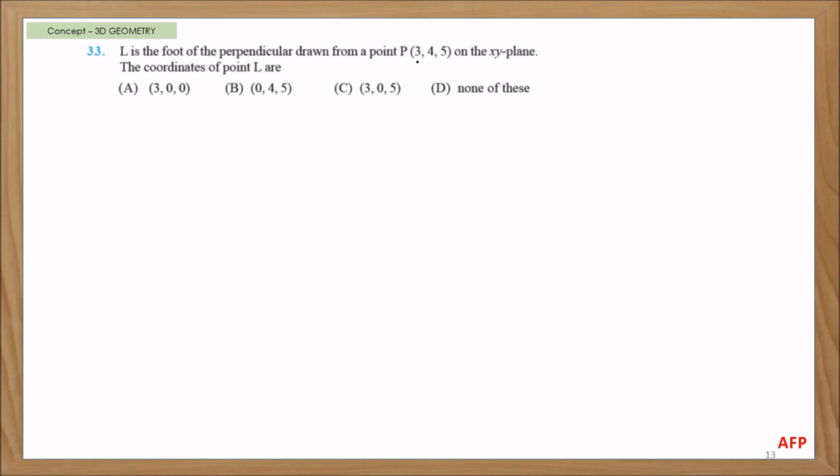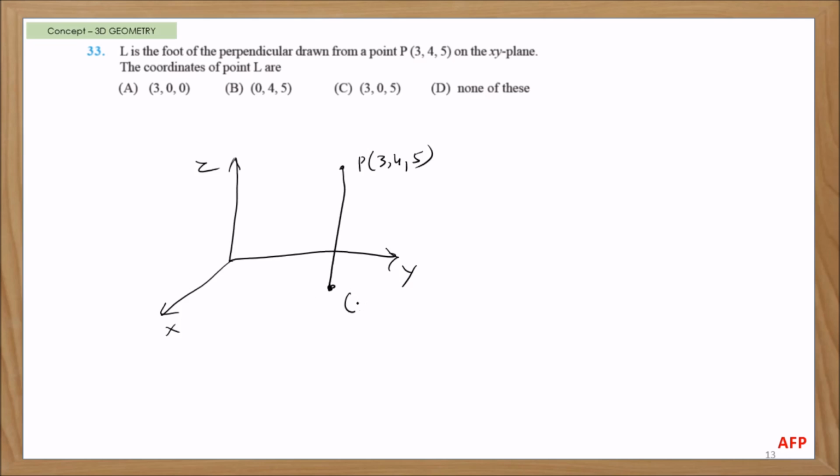Next, the foot of the perpendicular on the xy plane. x, y and z. This is the point (3, 4, 5), and the perpendicular is to this plane. Its z ordinate is 0. So the distance between these 2 points, the ordinates of L, the foot on this plane. So none of these is the answer.